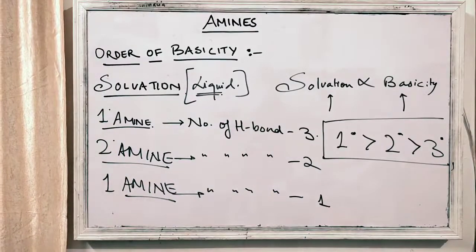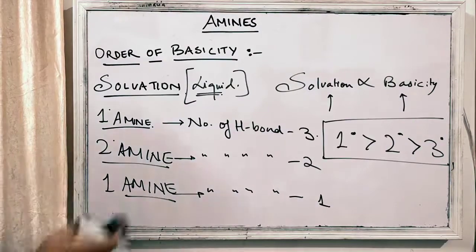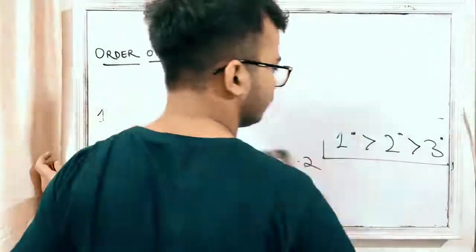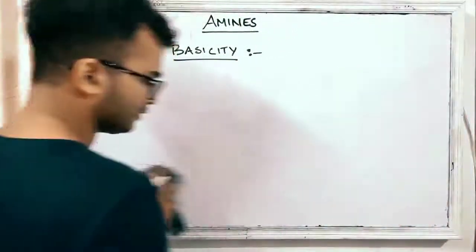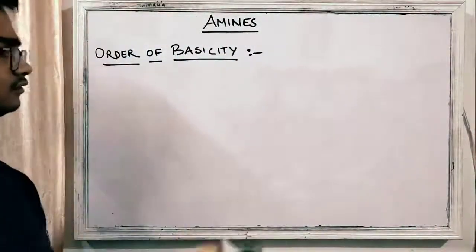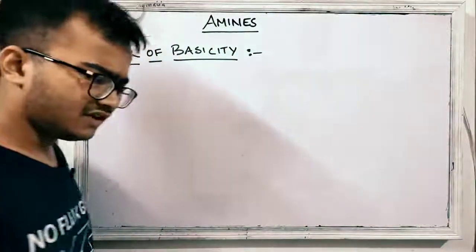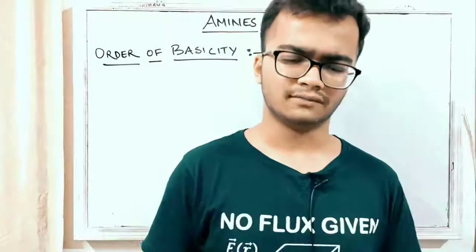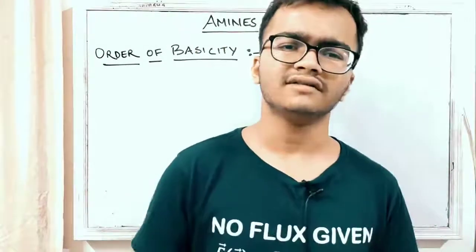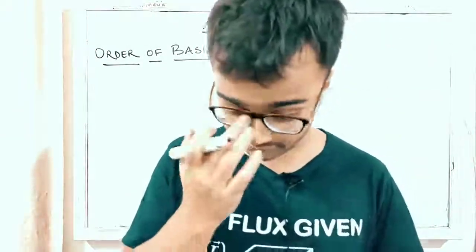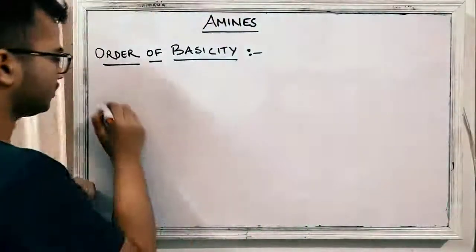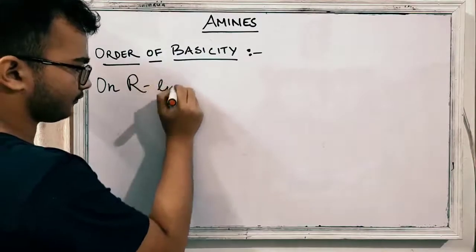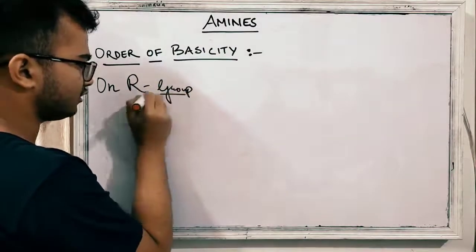Now we will come to the basis of steric hindrance. So it is obvious that the more the number of R groups, the more is the steric hindrance, right? So in steric hindrance, on the basis of the R group, whether the group is big or the group is small, you have two kinds of categories. Now for steric hindrance, you can write on R group. Do not write steric hindrance, write on R group.